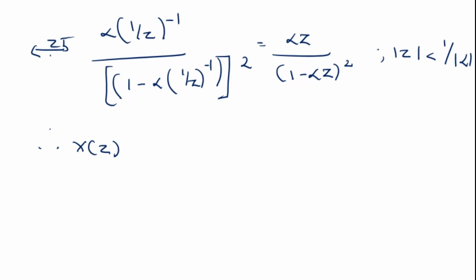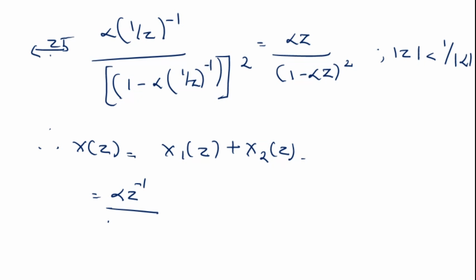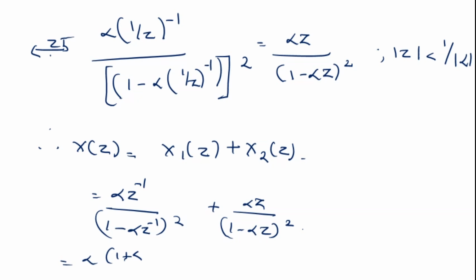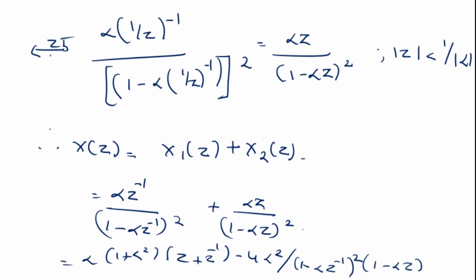Therefore, x of z is equal to x1 of z plus x2 of z, which is equal to alpha z inverse divided by 1 minus alpha z inverse whole square plus alpha z divided by 1 minus alpha z whole square, or alpha into 1 plus alpha square into z plus z inverse minus 4 alpha square, whole thing is divided by 1 minus alpha z inverse whole square into 1 minus alpha z whole square, with mod alpha is less than mod z is less than 1 divided by mod alpha.